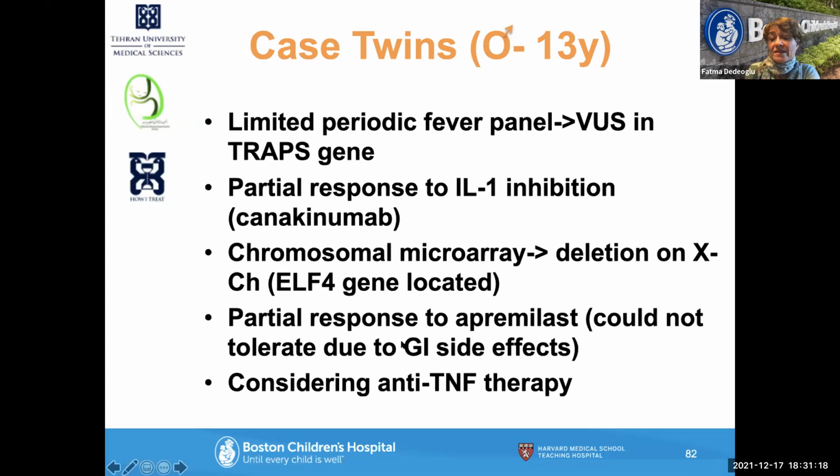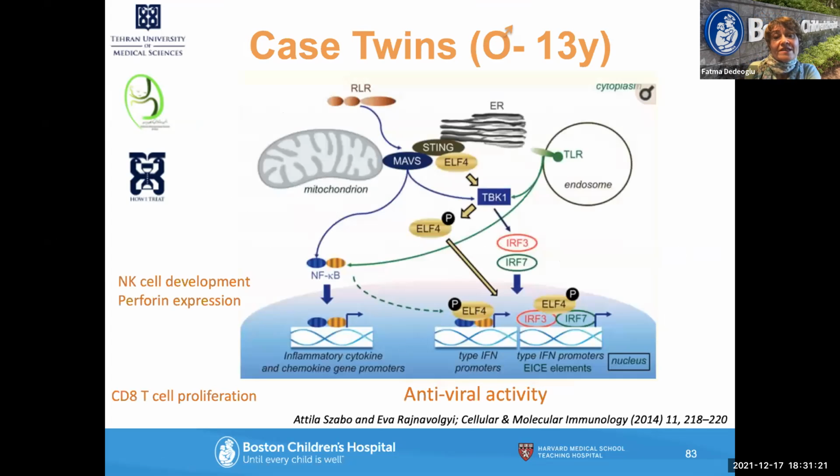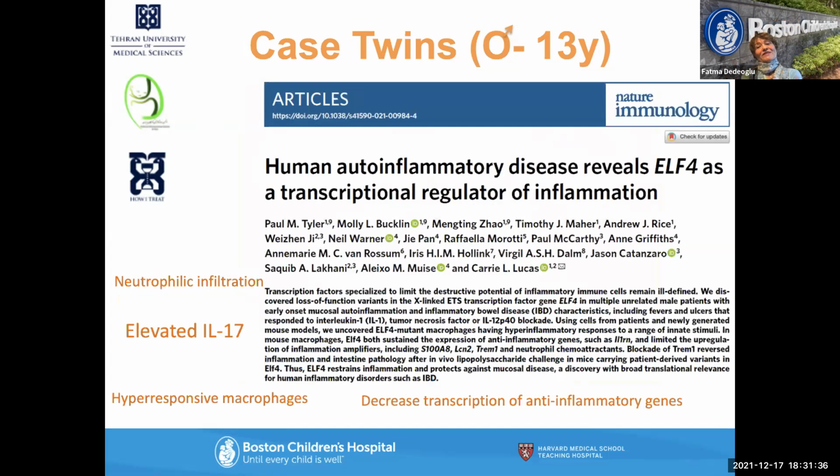Currently, I'm considering anti-TNF therapy. And just recently, and again I'm having a hard time, but ELF4 is in the center of STING interactions and interferon pathways, and it's involved in NK cell development and perforin expression. And then this article just came out about 3 cases of human autoinflammatory disease, similar but not exactly like my twins. They described neutrophilic infiltration and elevated IL-17 because macrophages are hyper-responsive.